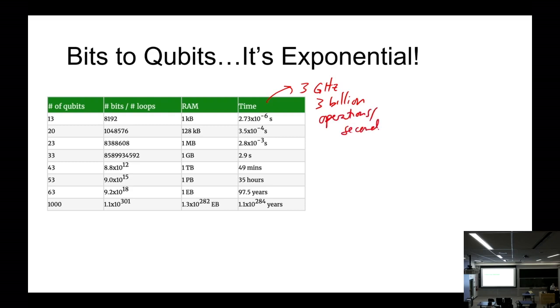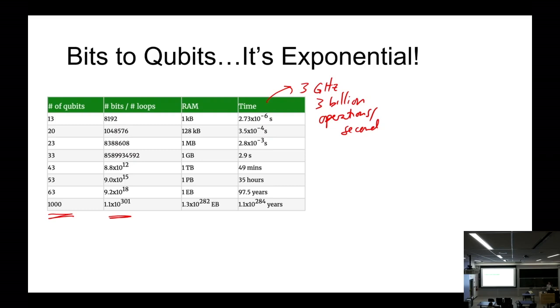So that's kind of a typical classical computer. If I have 1,000 qubits, that can store the same amount of information as 10 to the 301 bits. 10 to the 301, that's a wild number. Let me think, that's like 3 universes' worth of hydrogen atoms.